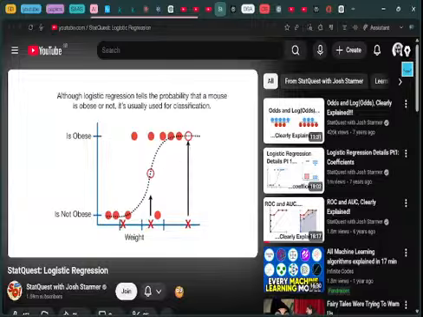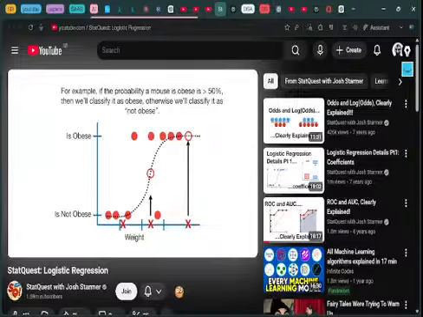Although logistic regression tells the probability that a mouse is obese or not, it's usually used for classification. For example, if the probability a mouse is obese is greater than 50%, then we'll classify it as obese. Otherwise, we'll classify it as not obese.